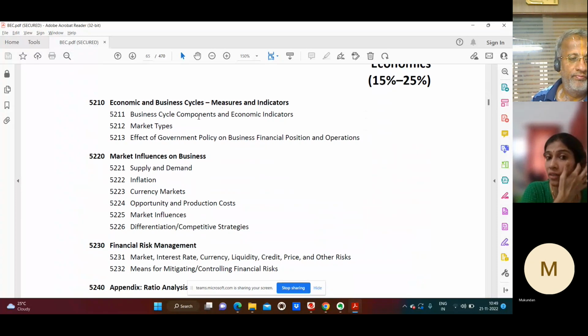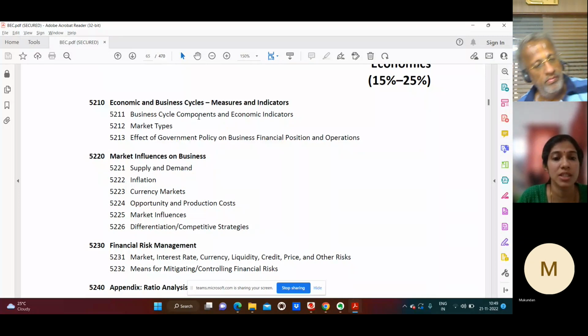And here you have the basics of economics, which I think all of us would have gone through at some point in time. Your demand, supply, elasticity of demand, what are the different price elasticity of demand, all that we'll be covering in that section. Then inflation, and then currency markets, your monetary policies which are used by governments, then your opportunity and production cost, market influences, all that we will be looking at in this section.